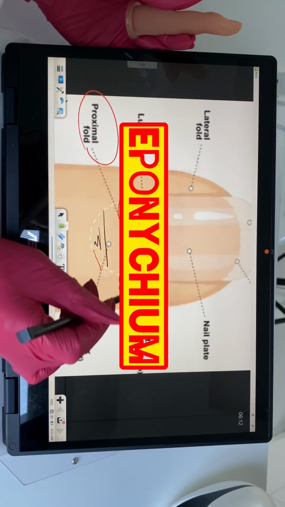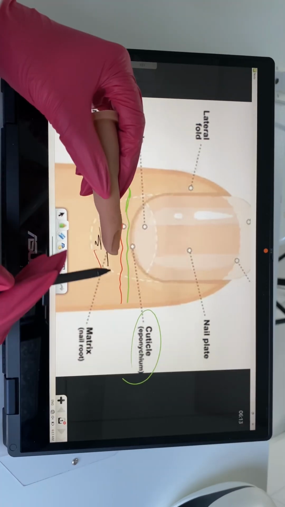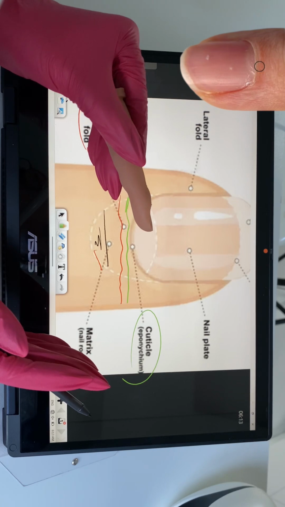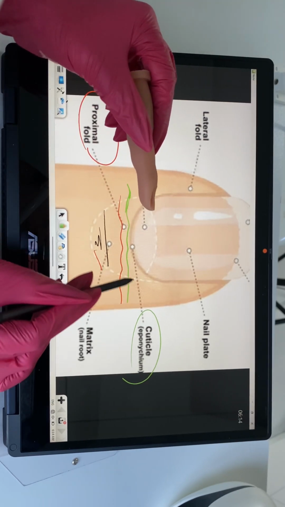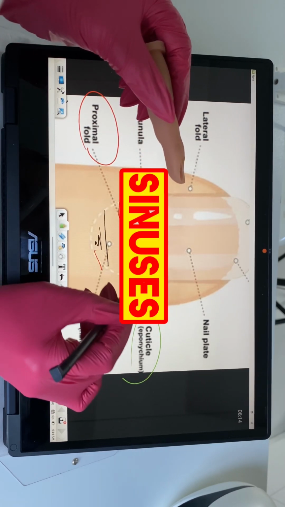Next is eponychium. It's living tissue with blood vessels and nerves. Visually, the eponychium looks like a thin semi-transparent layer sitting on the top of the matrix, or sometimes it overlaps with the dead cuticle. Now we have sinuses.